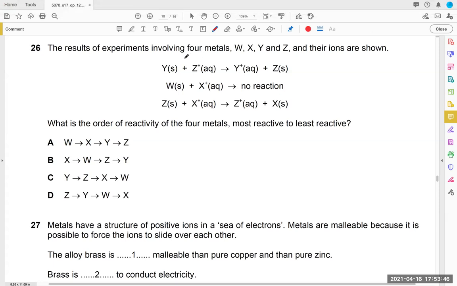We have some time. All right, results of experiments involving 4 metals, W, X, Y, and Z and their ions are shown. What is the order of reactivity of the 4 metals? Let's see. Y is replacing Z. So Y is more reactive, Z is less reactive. W cannot replace X. So X is more reactive, W is less reactive. Z is replacing X. इसका मतलब है कि Y सबसे reactive है, Z X से ज़्यादा reactive है और X W से ज़्यादा reactive है. So Y Z X W, that's the way it's going. So most reactive is Y, and that means C is the answer.